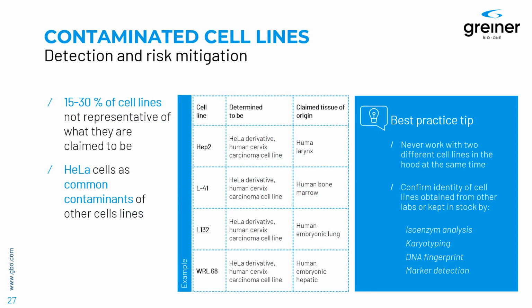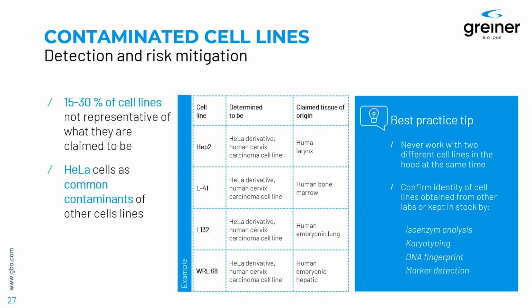As mentioned earlier, contaminated cell lines are also a source of error. Today we believe that 15 to 30% of cell lines are not representative of what they are believed to be. HeLa cells are a very common contaminating cell line, and in the center table of this slide you see several cell types like HEP2, L41, L132 and WRL68, which were all believed to be of a very specific origin, like larynx, bone marrow, human embryonic lung or human embryonic hepatic origin. But actually all of them were later identified to be HeLa cells.